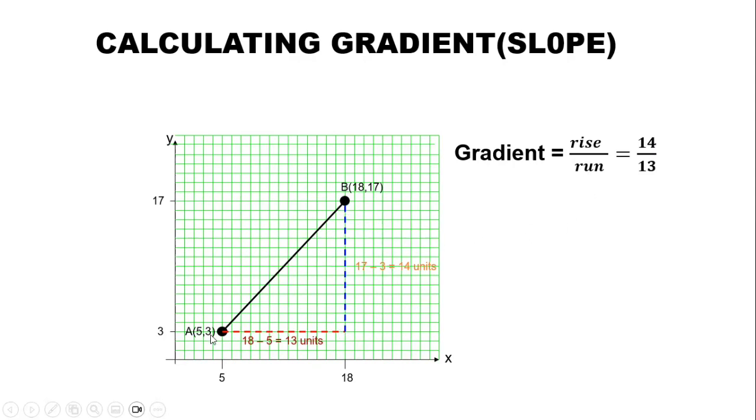How do we get that? We have 3 to 17. So the difference is 17 minus 3, which gives us 14. So the rise is 14 and the run, so the horizontal distance. So we have 5 and 18. So the difference is 18 minus 5, which gives us 13. We can also count the number of smaller boxes in case we don't have these coordinates given, and we'll get the same figure. In this case, this fraction cannot be simplified, so we leave our answer as it is.